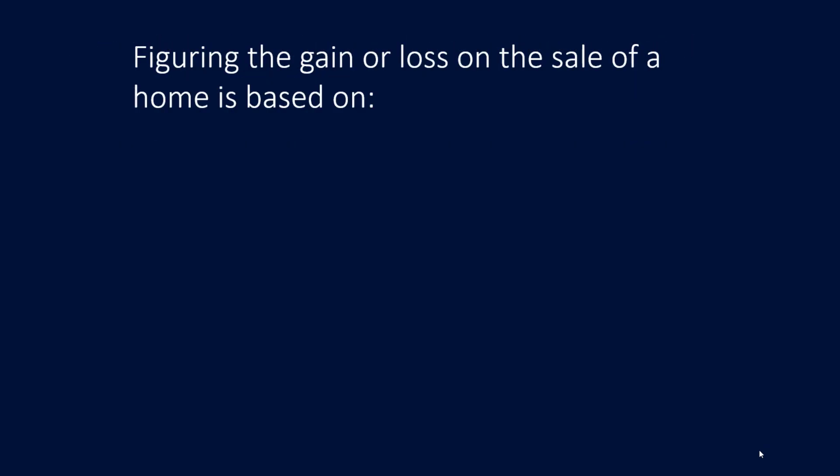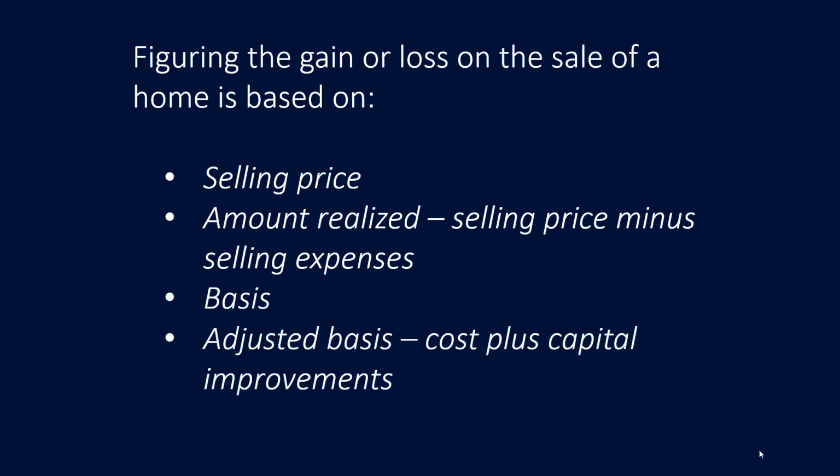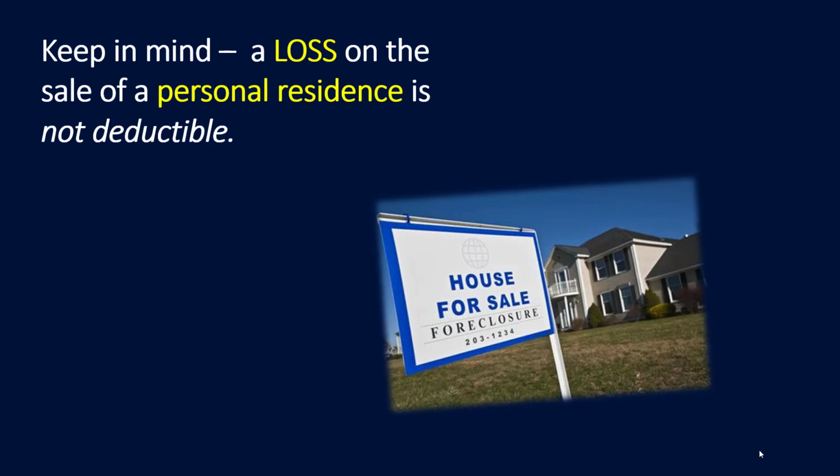Now, figuring the gain or loss on the sale of a home is based on the selling price, the amount realized, and this is the selling price minus any selling expenses, the basis, and the adjusted basis. This adjusted basis is the cost plus any capital improvements that were made. Now keep in mind, a loss on the sale of a personal residence is not deductible.